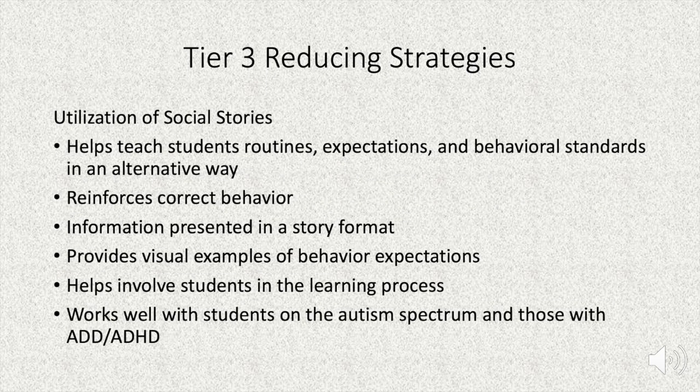A final great Tier 3 reducing strategy is the utilization of social stories. These help teach students routines, expectations, and behavioral standards in a fun, alternative story format. It works well with all students, but it works specifically well with students on the autism spectrum and those with ADD or ADHD, as we have in our mock classroom.